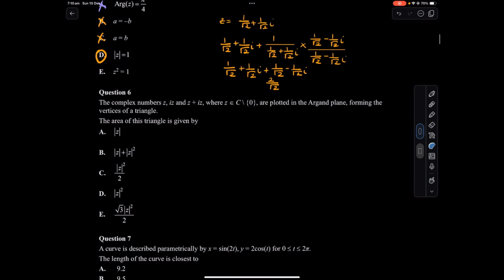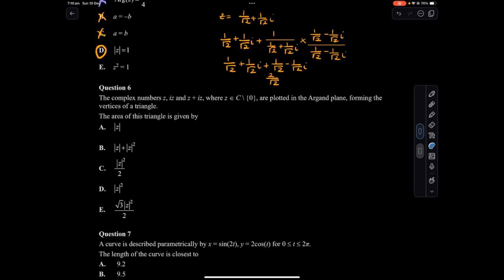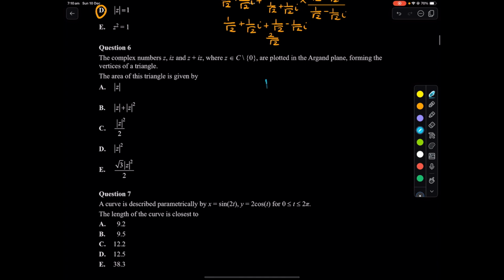Okay. Next question. The complex numbers z, iz, and z plus iz, where z is a complex number except 0, are plotted in the Argand diagram forming the vertices of a triangle. The area of this triangle is given by what? So let's sketch. Let's start to understand what they're telling us. Let's nicely make a diagram here. The diagram can really show us what we need to find.